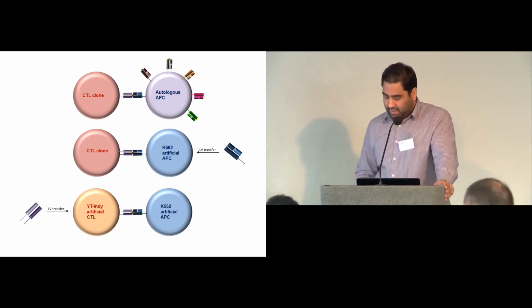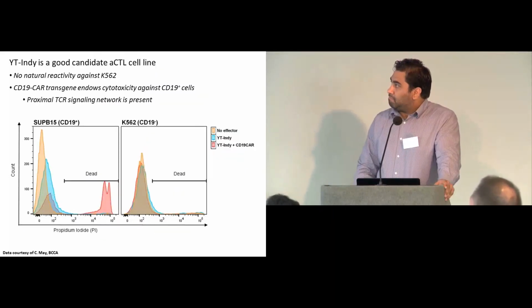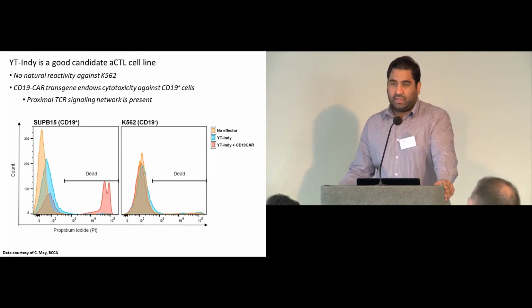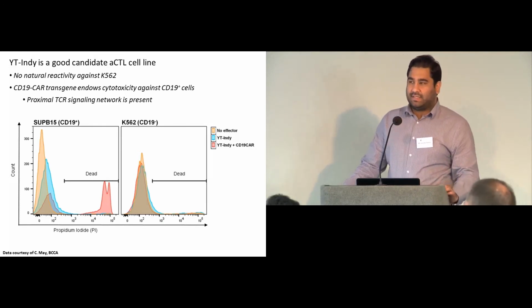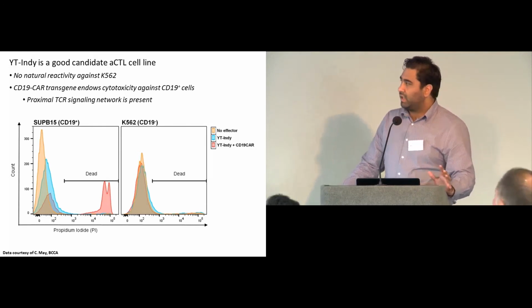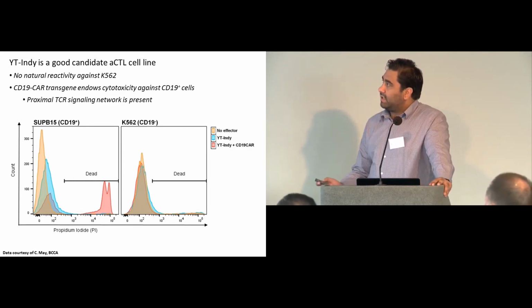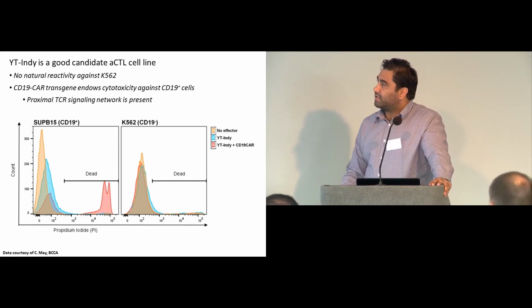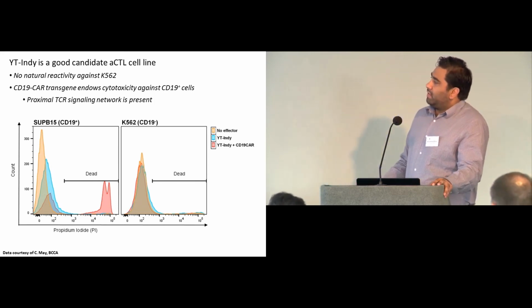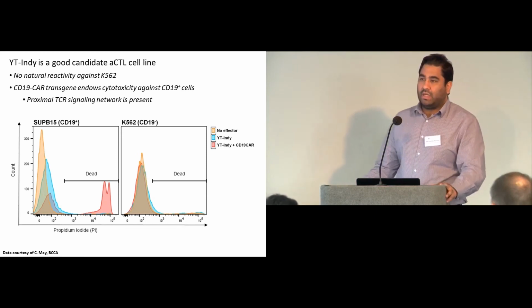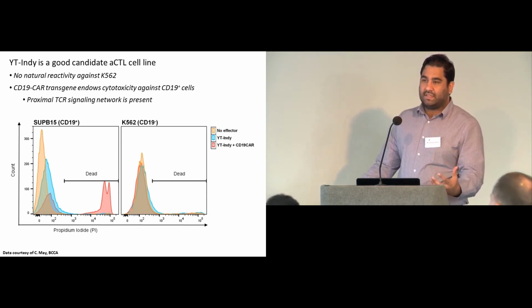Just to provide you some preliminary data about that last one, just to show you that it's not all completely speculative, we've done some work to show that the YT-Indy cell line is actually a good artificial CTL cell line. We can see here right away that it has no natural cytotoxicity against the K562 cell line, which is good because that's our vehicle for artificial APC.